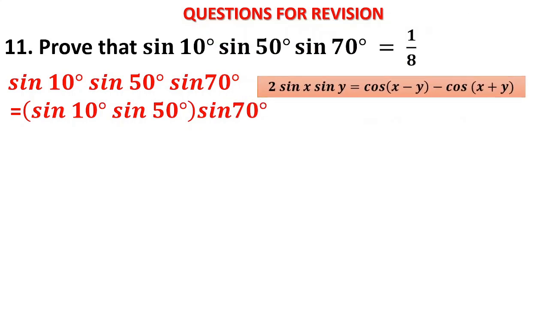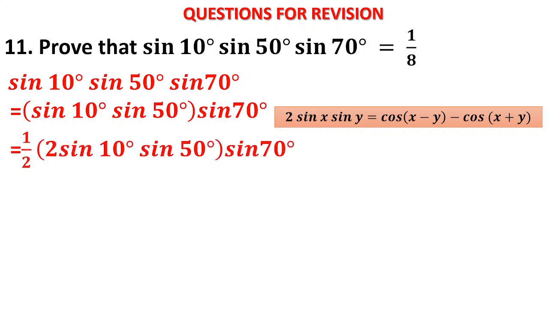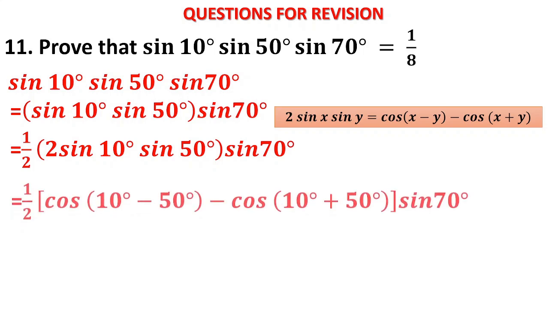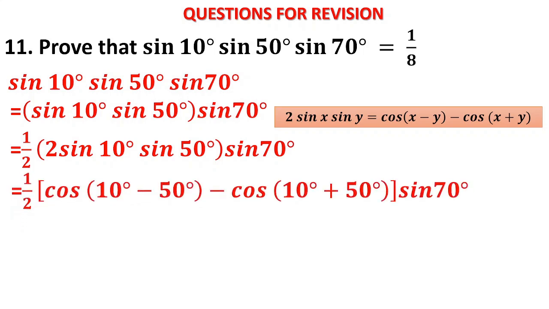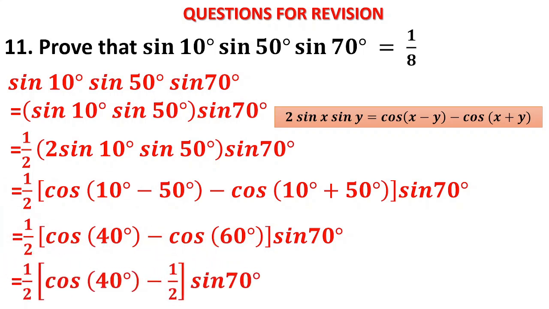Now I have a formula for 2 sin x sin y. It is cos x minus y minus cos x plus y. I am making use of that. For that I am multiplying and dividing by 2. I am using that formula, cos x minus y, therefore cos 10 minus 50 minus cos of 10 plus 50 into sin 70. It becomes cos 40 minus cos 60 into sin 70. Now I can substitute the value for cos 60. I am substituting, it is 1 by 2.